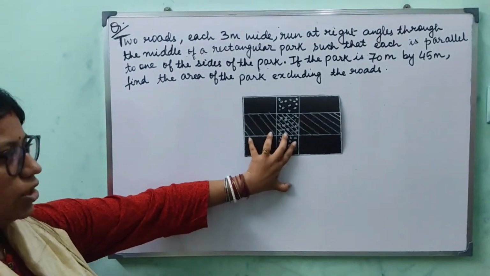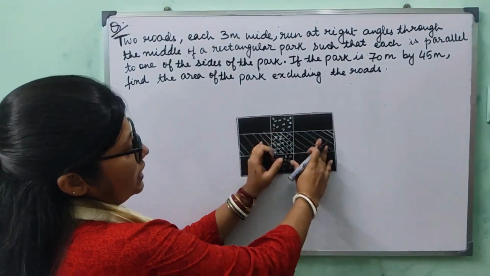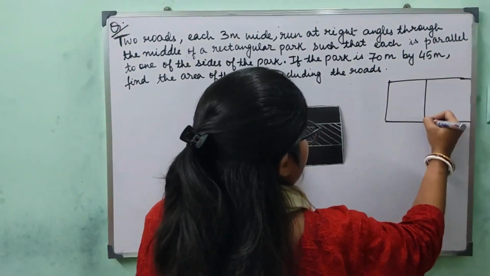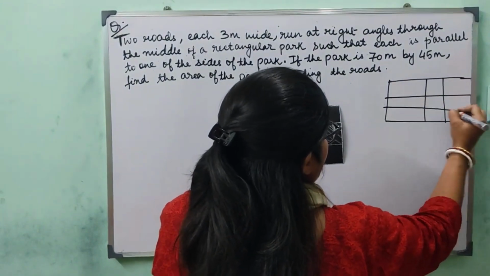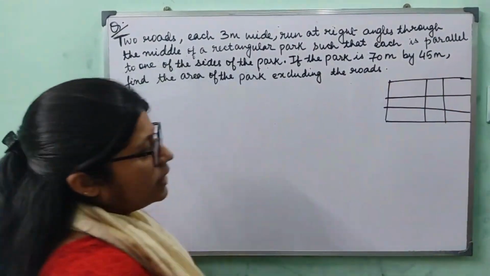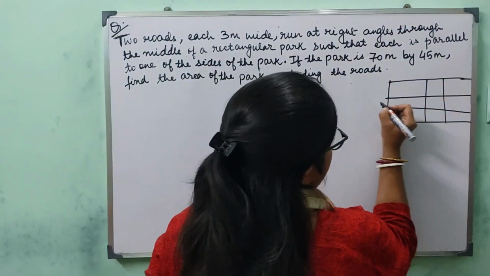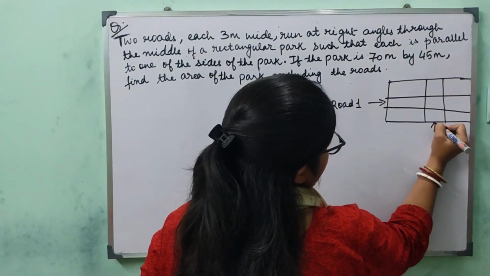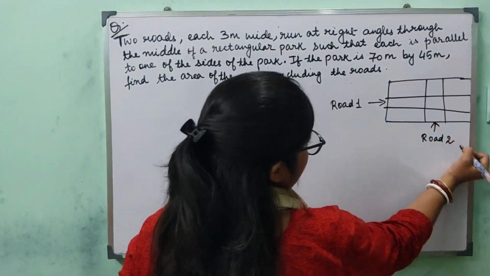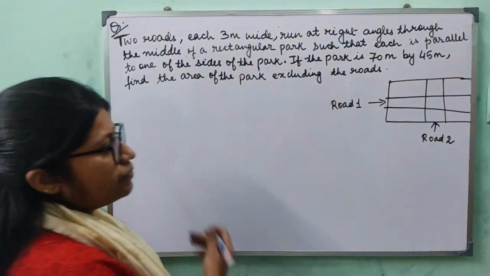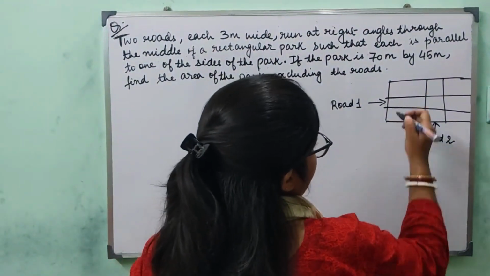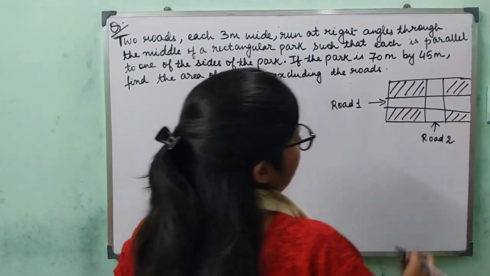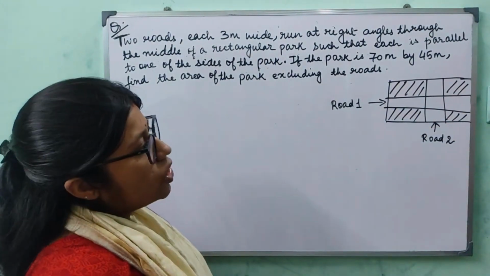This is the sum all about. So okay, now I'll just take down the figure over here. This is the rectangular park where I have said this is road 1 and this is road 2. All right, is that clear? My objective is to find the area of this portion, that is the area of the park excluding the roads.